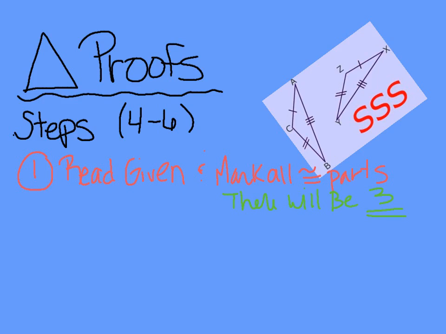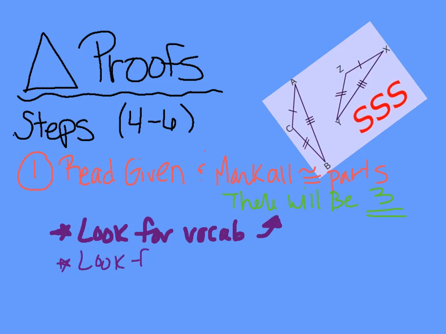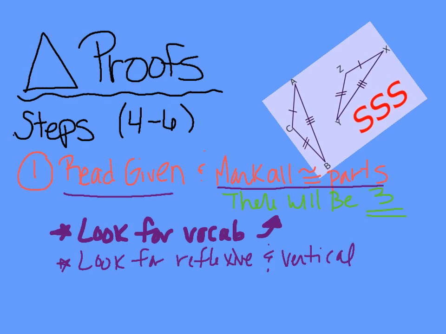Okay, in addition, if something is tricking you up, always look for vocabulary that's in the given. So look for vocabulary words like you might have perpendicular or midpoint, but the vocab will help you to mark the parts. Another thing that will also help will be to look for reflexive and vertical. And we just went over that, so hopefully you remember what that means. Look for reflexive and vertical to help you mark. So the first thing you want to do is look at the given, read the given, and mark all congruent parts. There should be 3 of them by the time you're done.